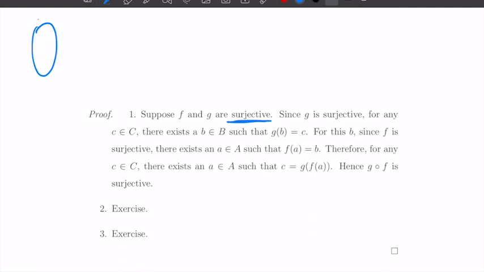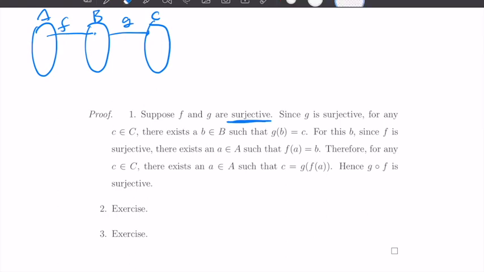So if F is surjective, every element of B has a corresponding element in A through F. And the same is true for G. So let's suppose F and G are both surjective.